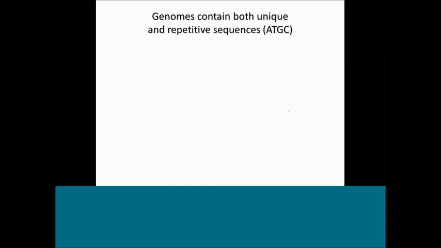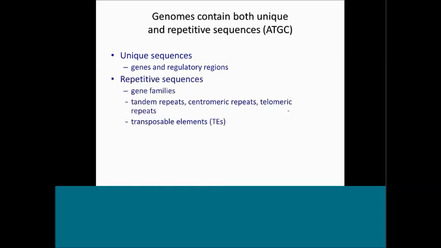According to the sequence, whether they are repetitive or not, we can divide the genomic sequence into unique sequence, which includes the genes and the regulatory regions. But very often the repetitive sequence in the genome occupies much larger space than unique sequence. This repetitive sequence includes gene families, tandem repeats, such as centromeric repeats and telomeric repeats, and also transposable elements.